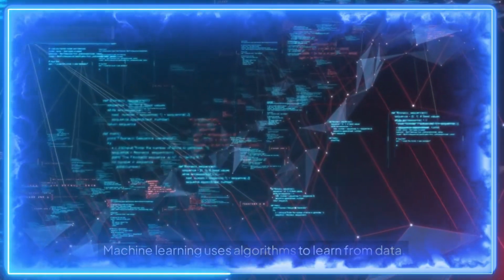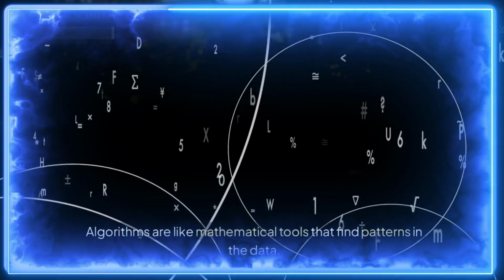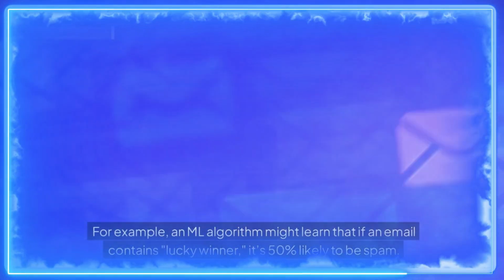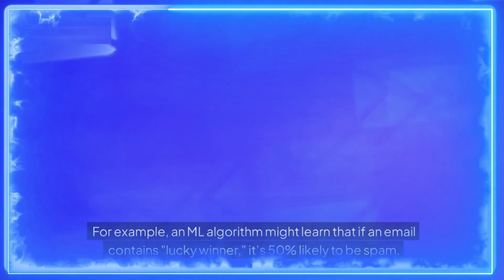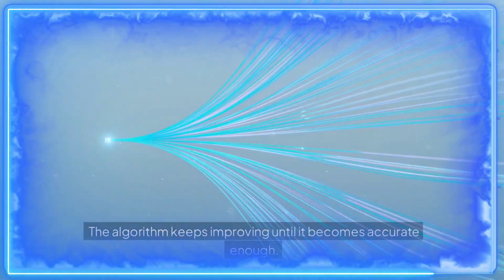Machine learning uses algorithms to learn from data. Algorithms are like mathematical tools that find patterns in the data. For example, an ML algorithm might learn that if an email contains "lucky winner," it's 50% likely to be spam. The algorithm keeps improving until it becomes accurate enough.